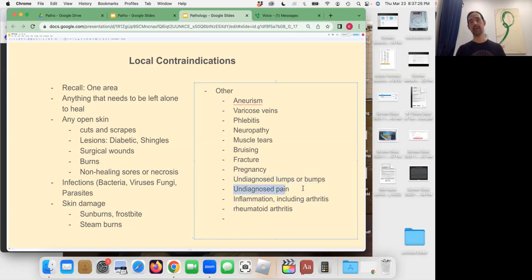Okay, undiagnosed pain. This phrase, undiagnosed pain, isn't that what we treat? Don't we treat people who are having pain who haven't had a diagnosis? Well, you'll learn. But for the purposes of the MBLEx, undiagnosed pain, local contraindication, inflammation, including arthritis.